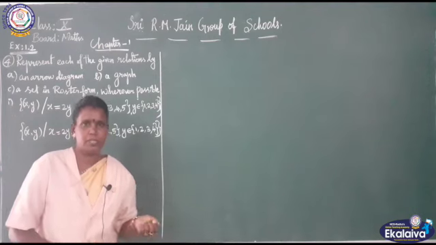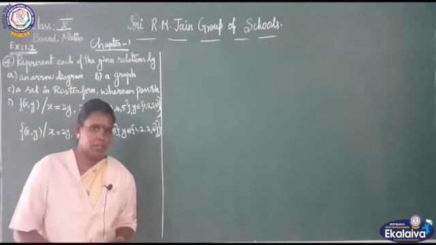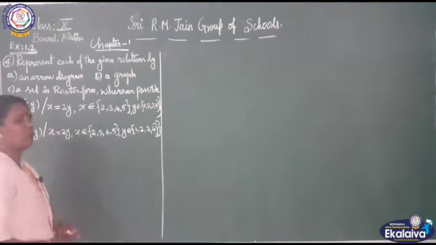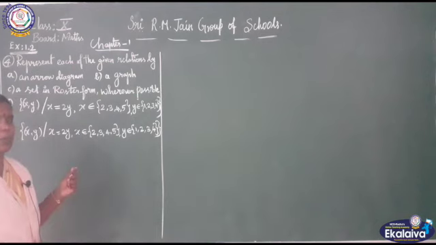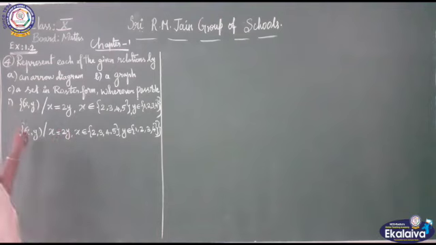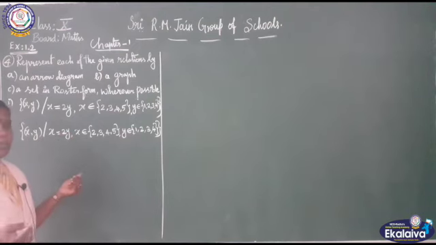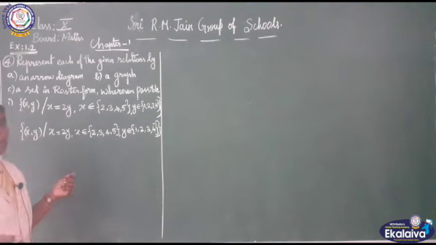We already completed the first exercise, and in the second exercise we completed 3 sums. Now I enter with the fourth sum of that question in exercise number 1.2. Represent each of the given relations by an arrow diagram, a graph, a set in roster form, wherever is possible. So, they gave the first subdivision in the form of set builder form as a relation.